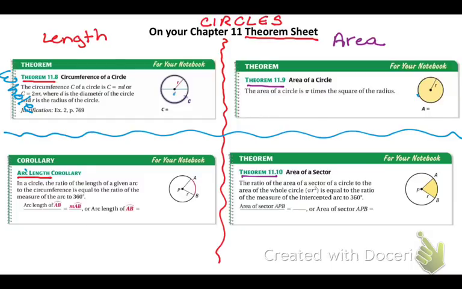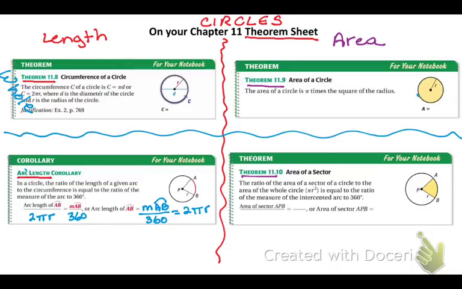Okay, so look at the arc length corollary, and they've left some missing parts here for you to fill in. The arc length of arc AB over the circumference, which we know is 2 pi r, is equal to the measure of arc AB over the measure of the entire circle, which is 360 degrees. You can move some of those around, simplify a little bit, and you have the measure of arc AB over 360 is equal to the arc length over 2 pi r.